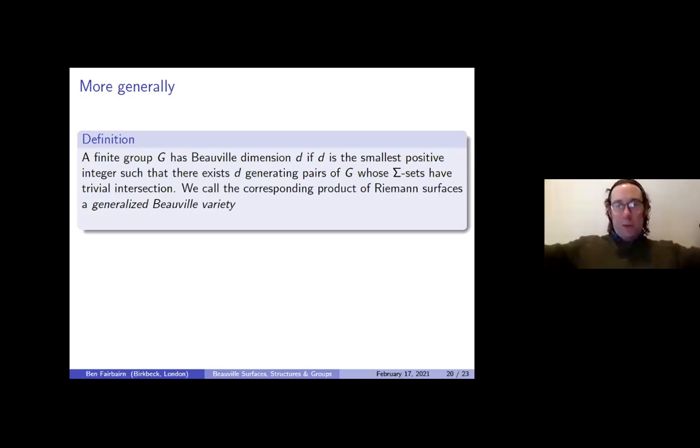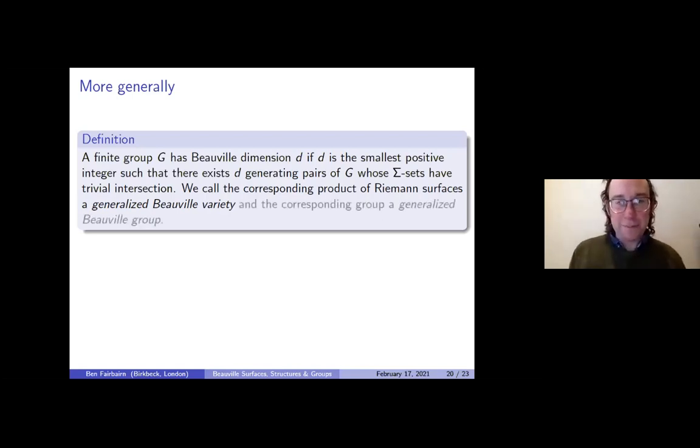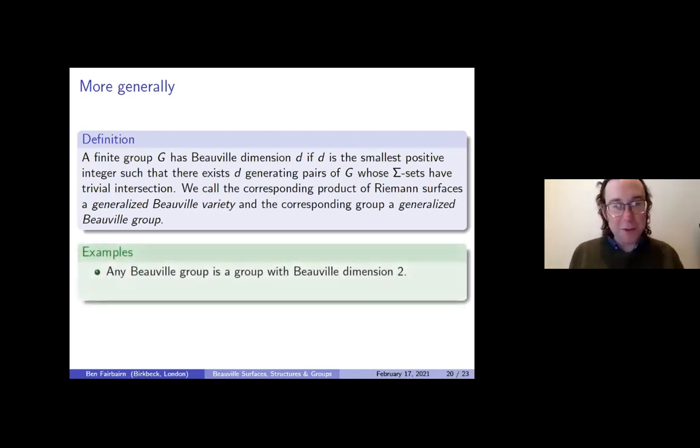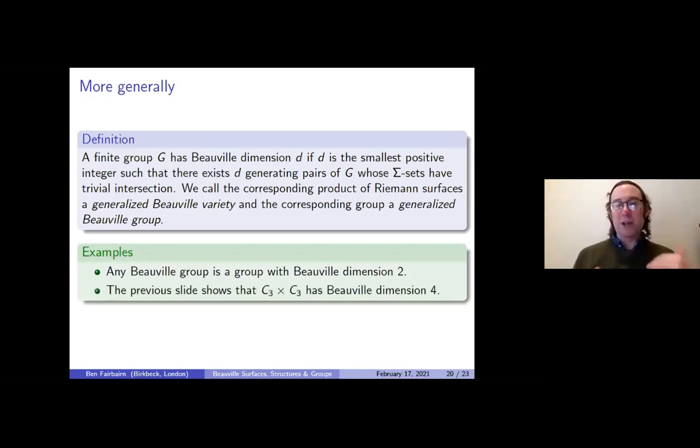When I've got the product of lots of these complex curves, I call it a generalized Beauville variety. And as a result, the corresponding group I call a generalized Beauville group. So a simple example: any Beauville group is a group of Beauville dimension 2. And so the corresponding Beauville surfaces are just special cases of generalized Beauville varieties that happen to be surfaces. The example on the previous slide shows us that C3 cross C3 is Beauville dimension 4.